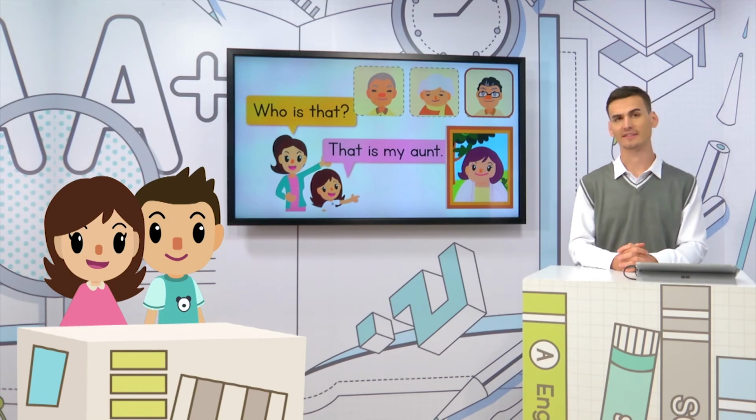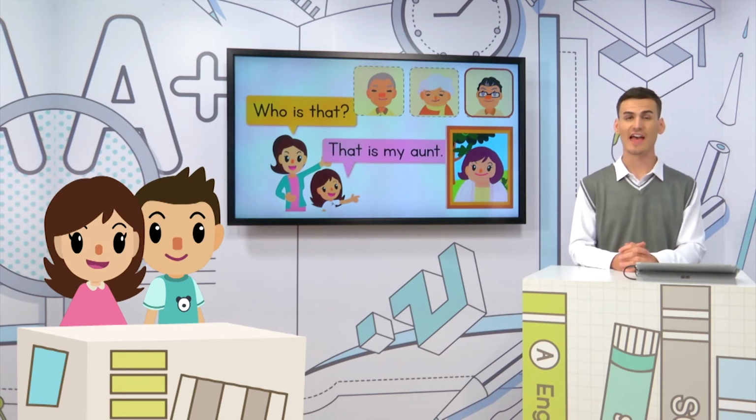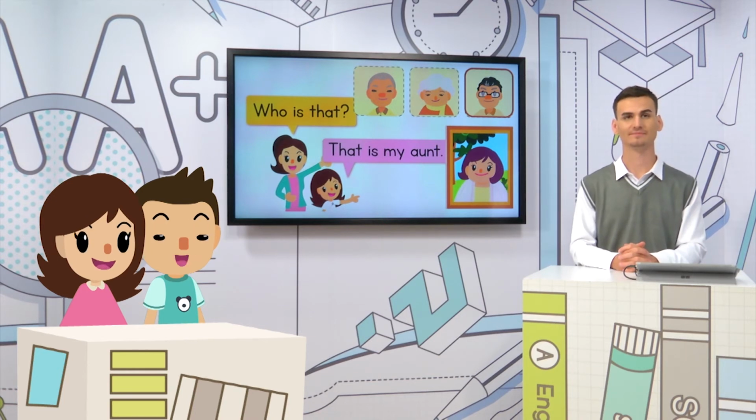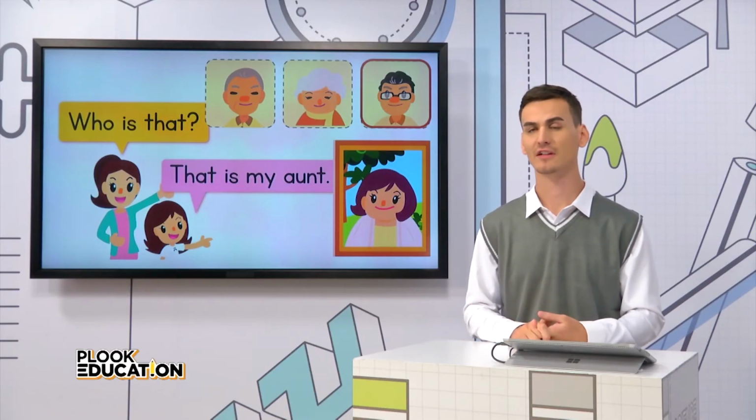Who is that? We answer, "That is my." But we change the names of the relatives: aunt, uncle, grandmother, grandfather. You can practice with your friends. Grab a partner and ask them, "Who is that?" See if they can answer. Then you can switch roles. You answer and they ask.